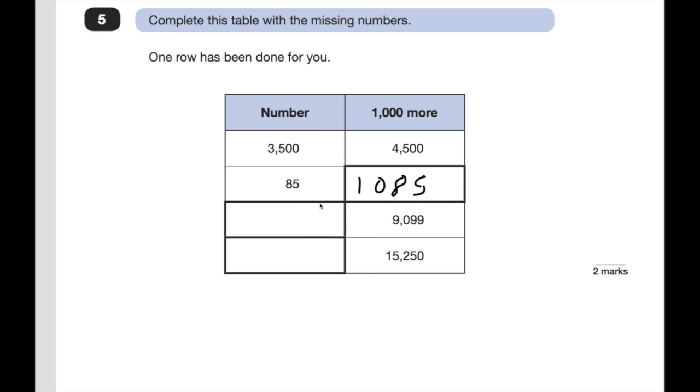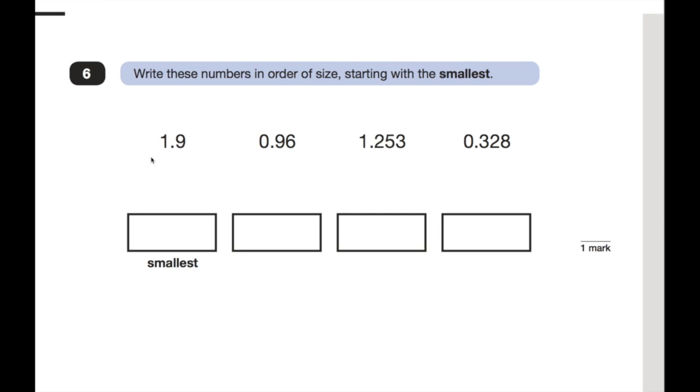And now we're going to have to work backwards for this second section. So 9,099 is 1,000 more than the number that goes in here. So we're going to have to go backwards, and instead of adding 1,000, we're going to take 1,000 away. So 9,000 take away 1,000 is 8,099. And the same with this one, 15,250 becomes 14,250.